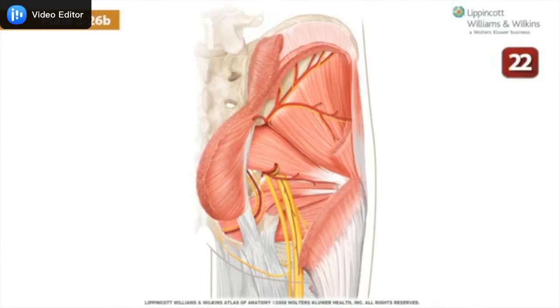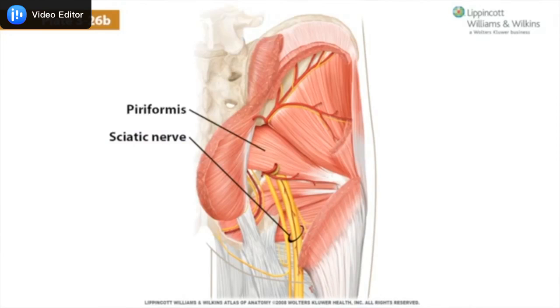The largest nerve of the body, the sciatic nerve, carries contributions from the ventral rami of spinal nerves L4 to S3. It emerges in the gluteal region at the inferior margin of the piriformis, but does not give off any branches until it reaches the posterior compartment of the thigh.